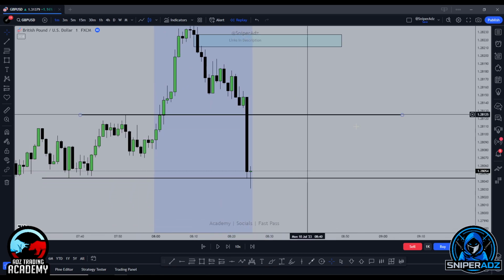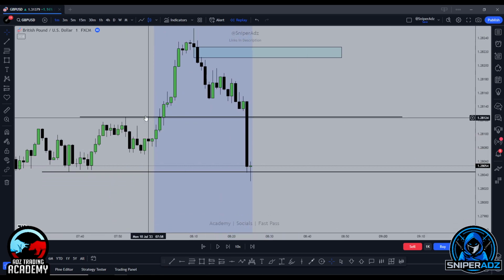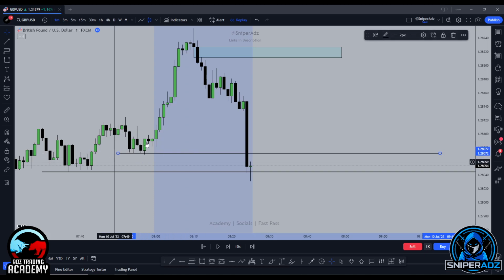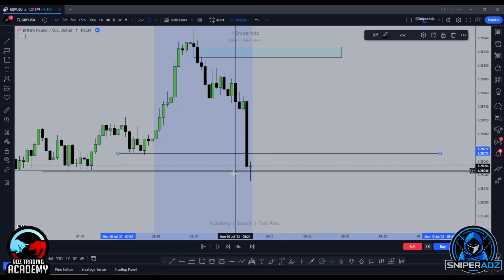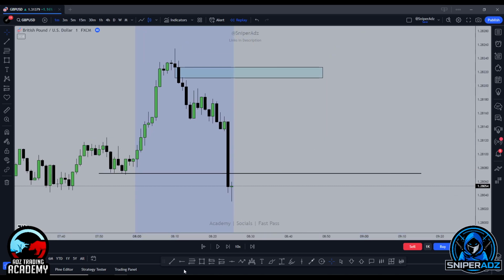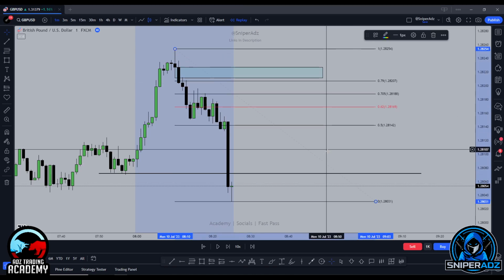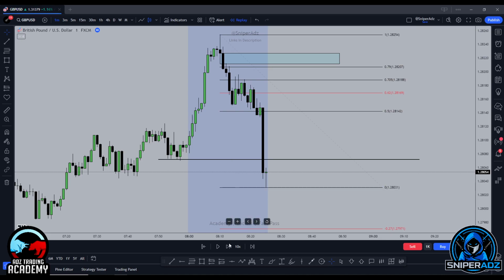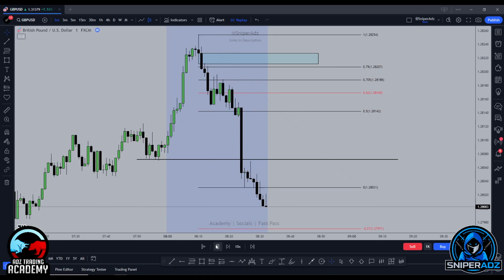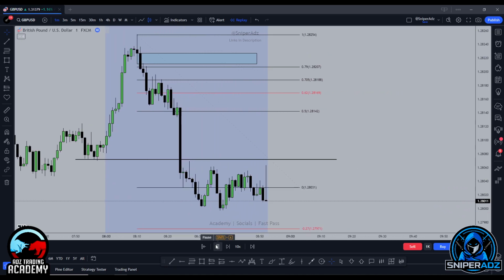There we go, beautiful. So now that we've had a clean break of this previous low point right here, which was the last low before the break to the upside, once I've now seen this, I'm going to go ahead and use my Fibonacci tool, right? So very, very simple, Fibonacci from the high to the low. And as you can see, the 62 is in red because that's where I will be entering off, right? No questions asked.